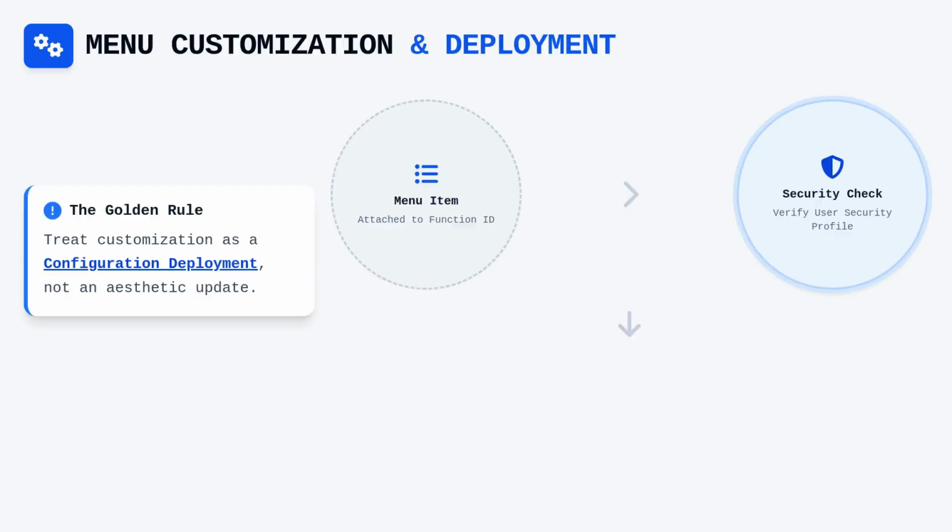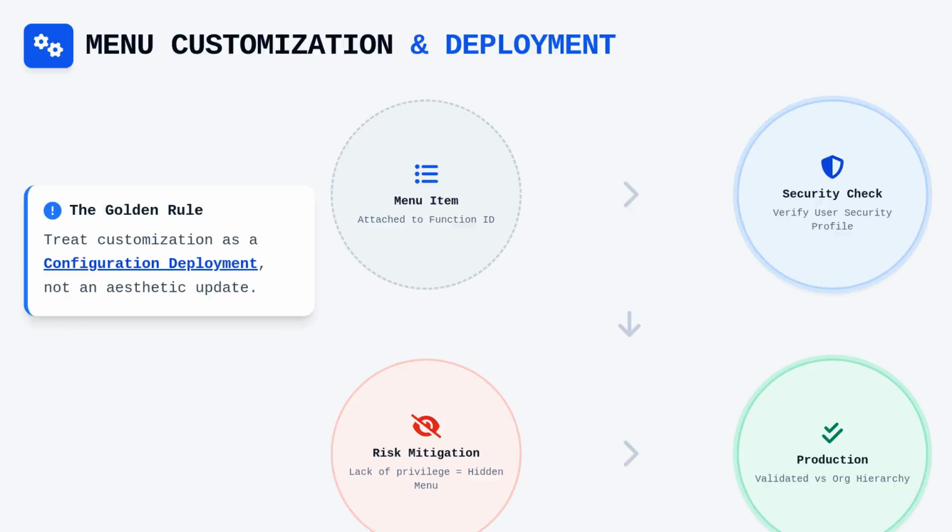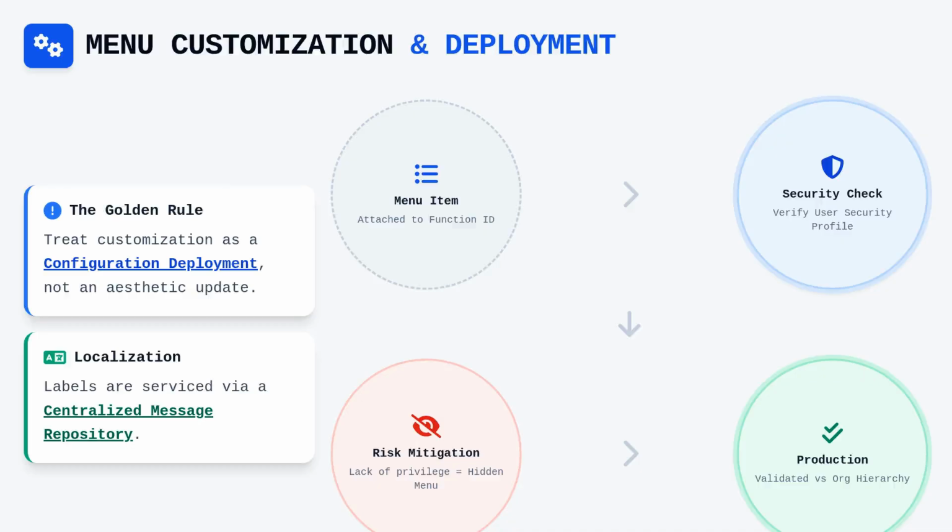If a user lacks the specific execution privilege for an assigned function, that menu option will remain hidden or disabled, effectively mitigating security risks at the presentation tier. Experienced implementers always validate the menu structure against the organizational hierarchy before committing changes to the production database. You should also consider the impact of language localization on menu labels, as these are serviced through a centralized message repository that ties into the UI framework.